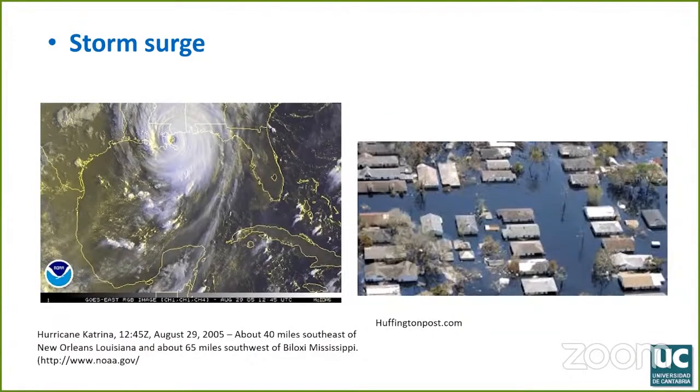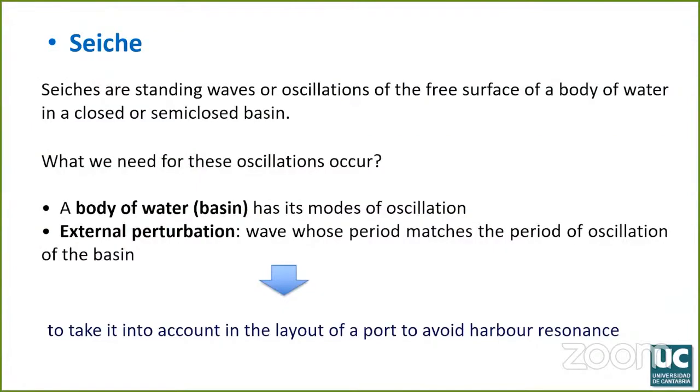In the image, you can see Hurricane Katrina in 2005, which produced storm surges higher than 7 meters on the Gulf Coast of the United States. Seiches are another kind of long wave. A seiche is the free oscillation of a water body.